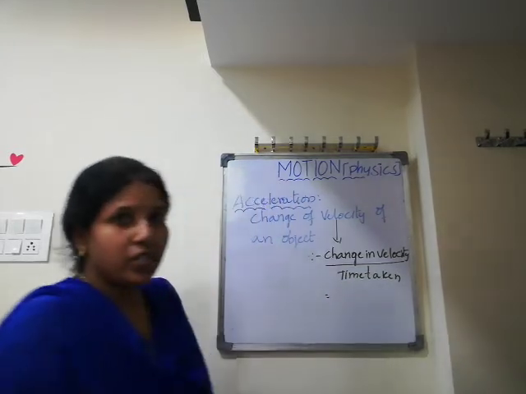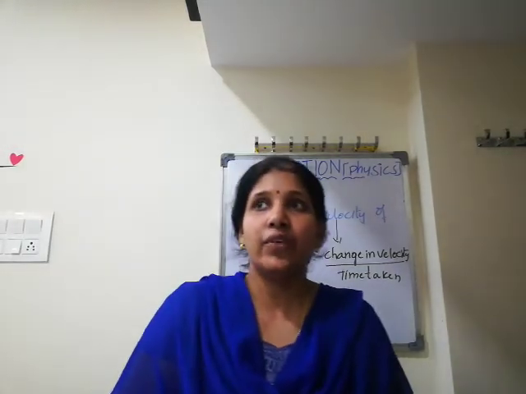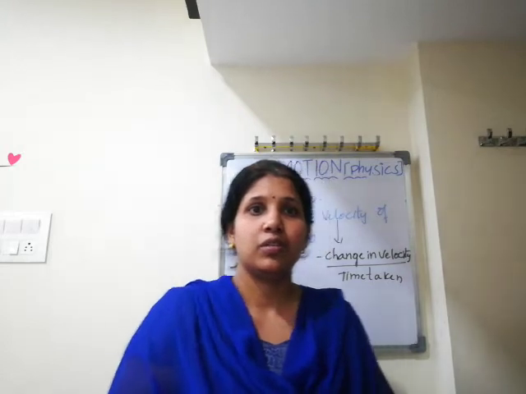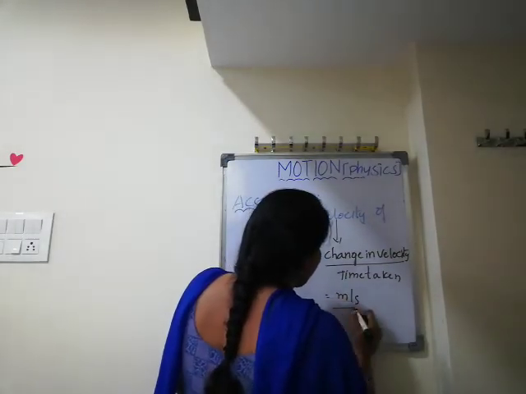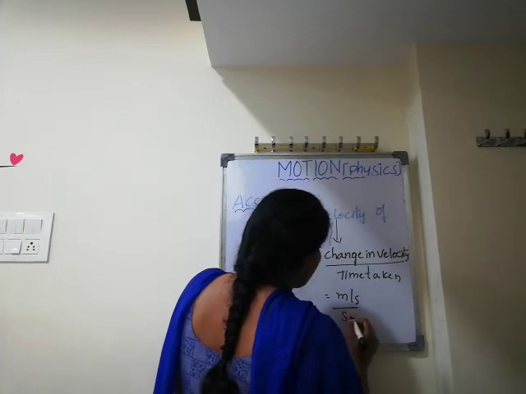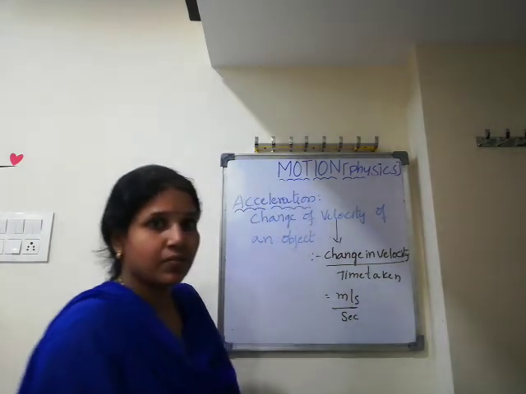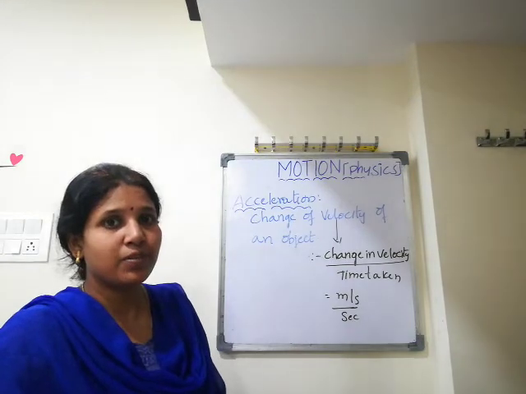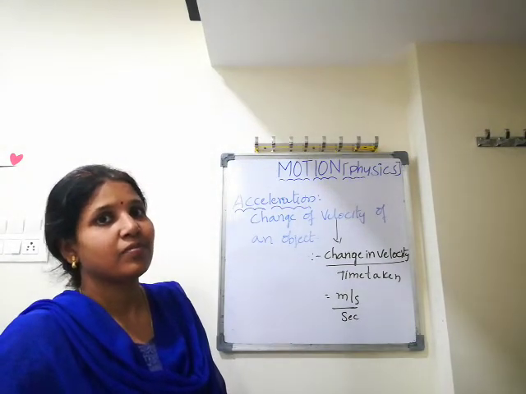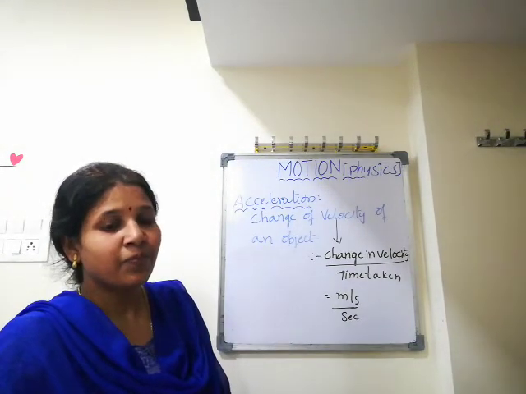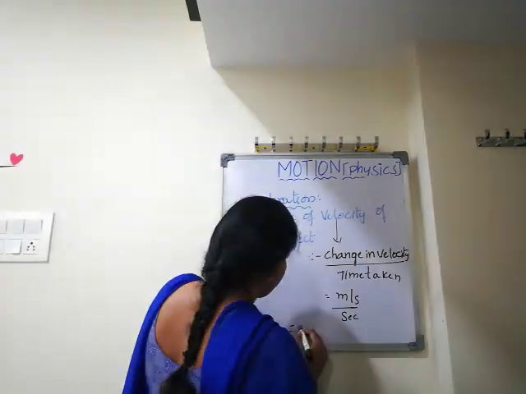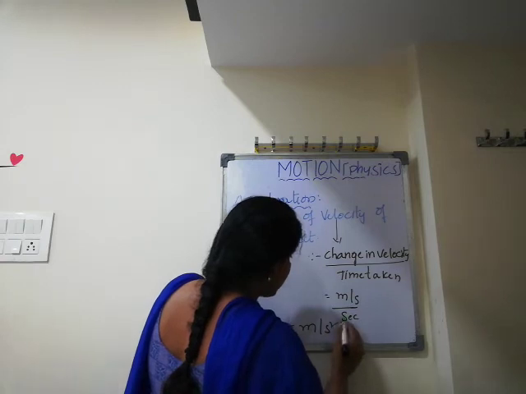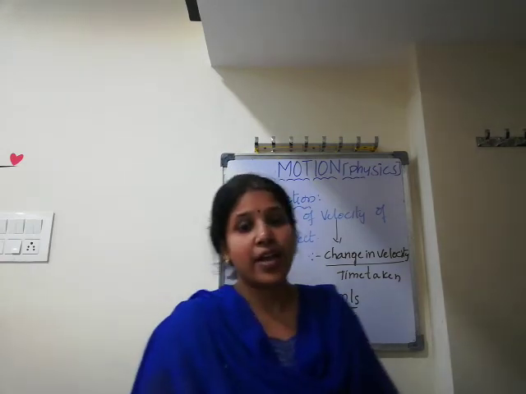And velocity units. Velocity means what? Speed of a vehicle in particular direction. Yes or no? It is meters per second by time taken. Time taken is also measured in terms of seconds. Then what will be the units of acceleration? What, children? Meters per second square. Meters per second square is the unit for acceleration.